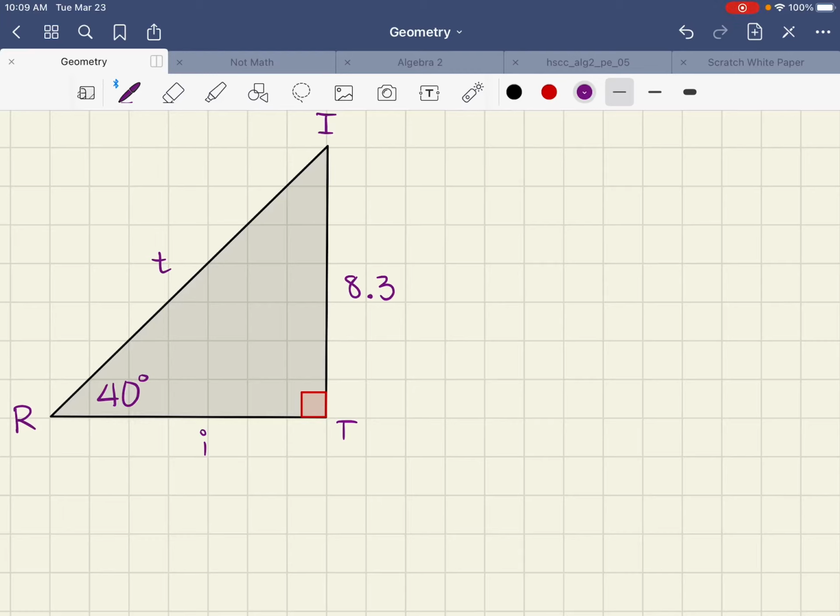Solve this right triangle right here. How do I know it's a right triangle? It's got the little red square right there. So I know we're taking a look at a right triangle. We need to solve this, which means we need to find everything, right?